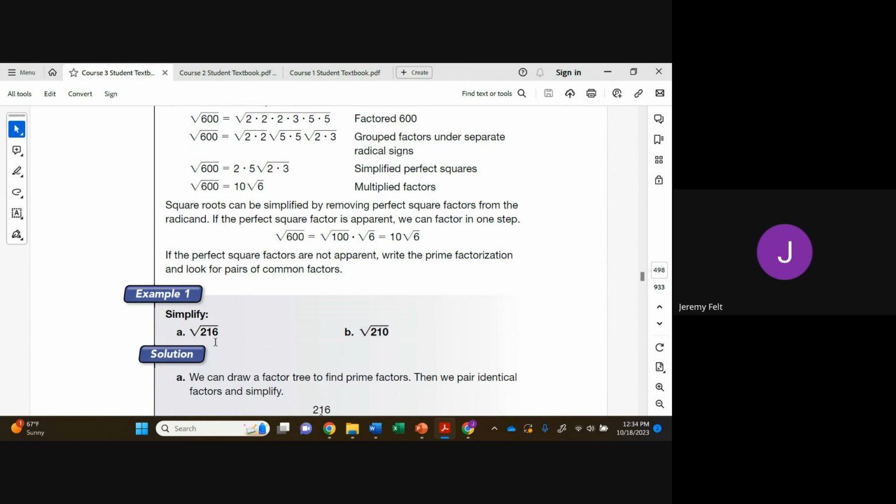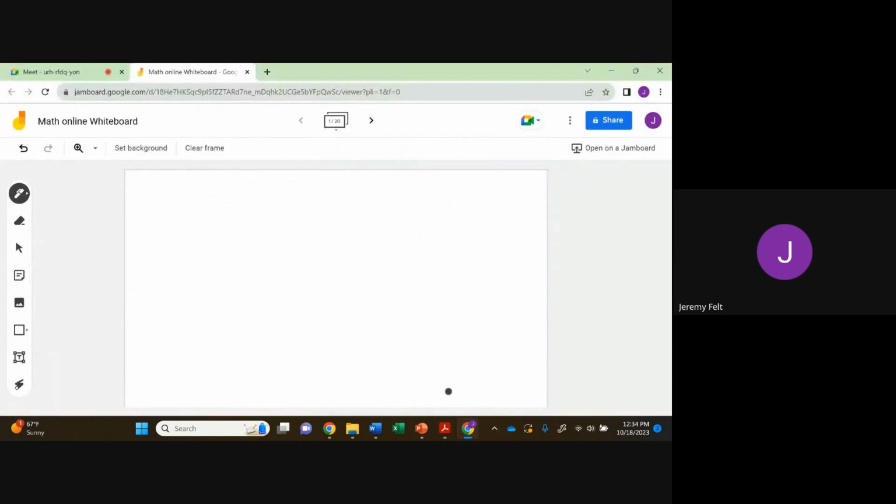Okay, and we have 216 is actually 6 to the power of 3. 6 times 6 times 6. Okay, so we can think about, oh, well, 36 times 6. 36 is a perfect square. So let's factor that out. Okay, well, 36 times 6 is 216.